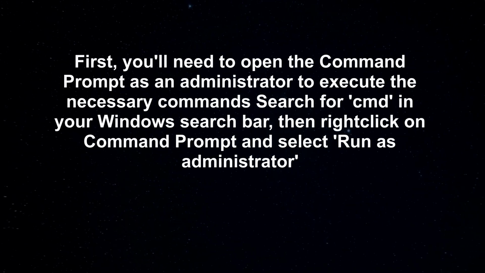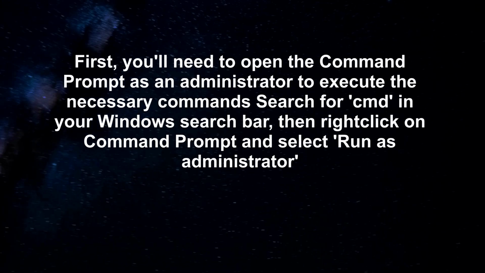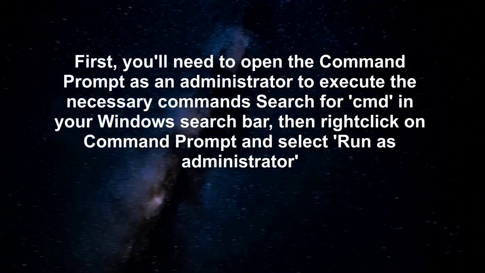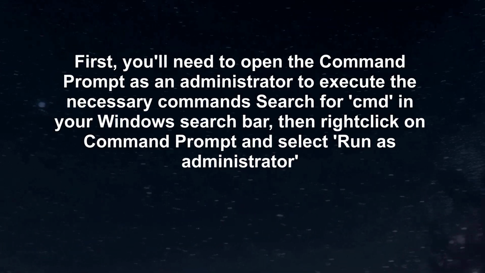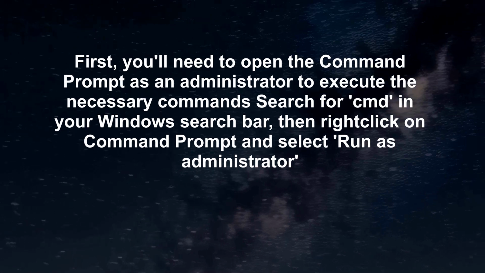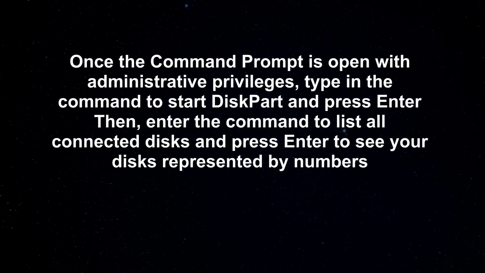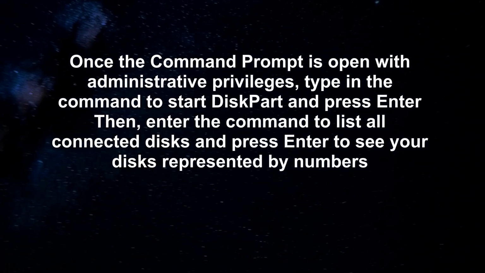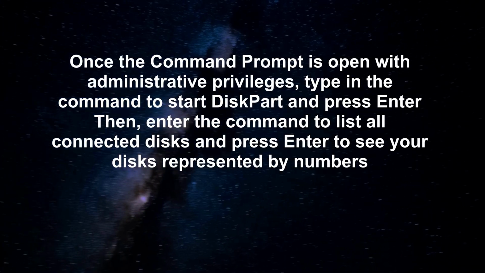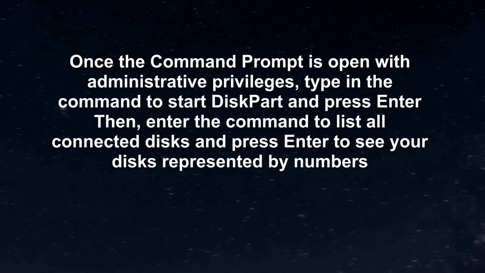First, you'll need to open the command prompt as an administrator to execute the necessary commands. Search for CMD in your Windows search bar. Then right-click on Command Prompt and select Run as Administrator. Once the command prompt is open with administrative privileges, type in the command to start DiskPart and press Enter. Then, enter the command to list all connected disks and press Enter to see your disks represented by numbers.